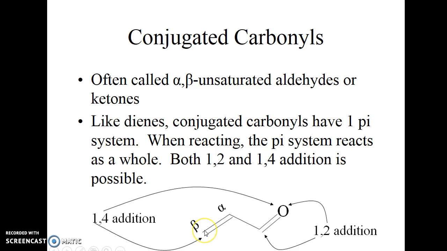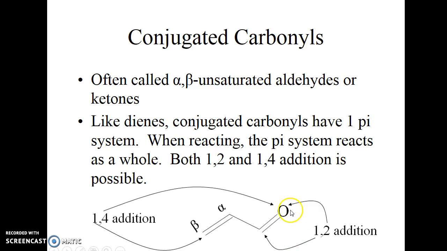When we look at reactions that these undergo, we see that this entire bonding scheme here acts as one because it is one pi system. And just like dienes react as one pi system, so will conjugated carbonyls. Just like dienes will do either 1,2 or 1,4 addition, we also can have 1,2 or 1,4 addition to conjugated carbonyls.